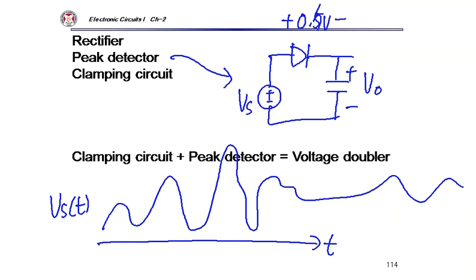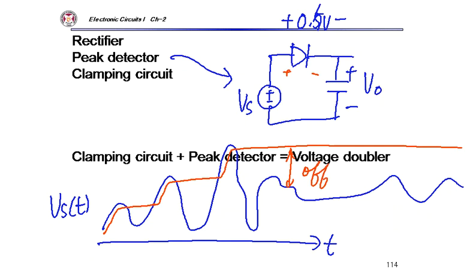Then my VO is initially 0, so it will follow this voltage and then stay there, and then follow there, stay there, right? So it finds the peak voltage. During this time interval, the diode voltage is less than 0.5 volt, so the diode is off. Only during this time interval is the diode on. That's why this is called a peak detector.